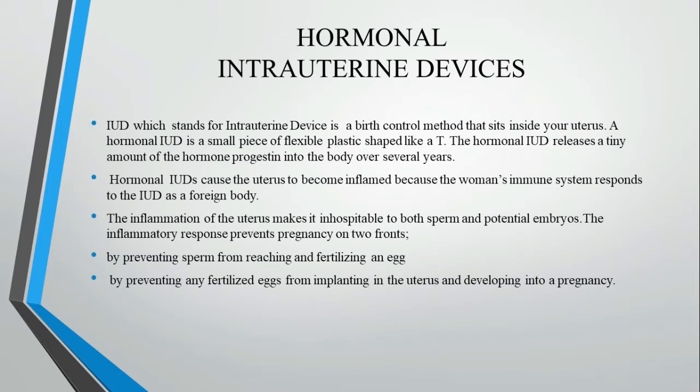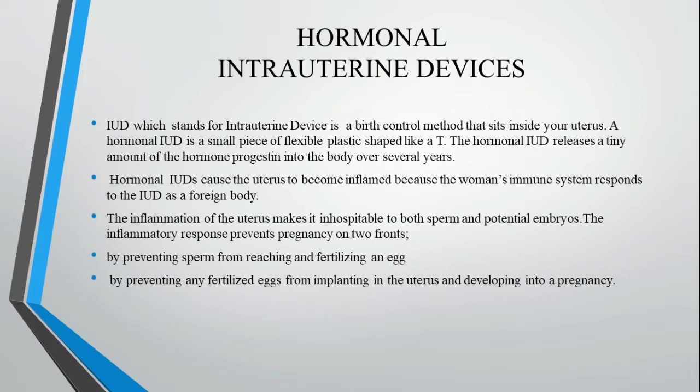The second type of hormonal contraceptive is the intrauterine device, popularly known as IUD. The IUD is a birth control method that sits inside your uterus. A hormonal IUD is a small piece of flexible plastic shaped like a T. The hormonal IUD releases a tiny amount of the hormone progestin into the blood over several years.